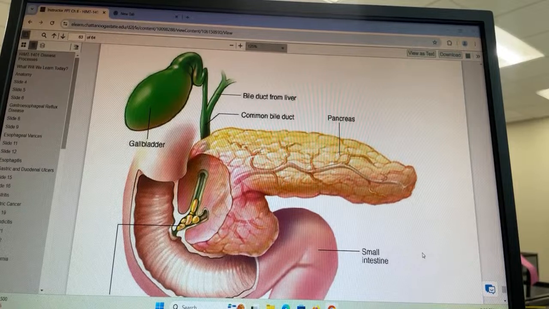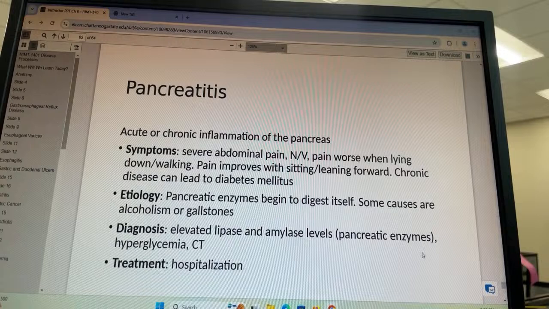Does that make sense? So it's like blocking both the gallbladder and the pancreas. That is one potential cause. There are other potential causes. Alcoholism is a big one. Various different things, but those are like the main reasons. Pancreatitis is really bad. It's super painful. I've taken care of patients with pancreatitis, and it is miserable.